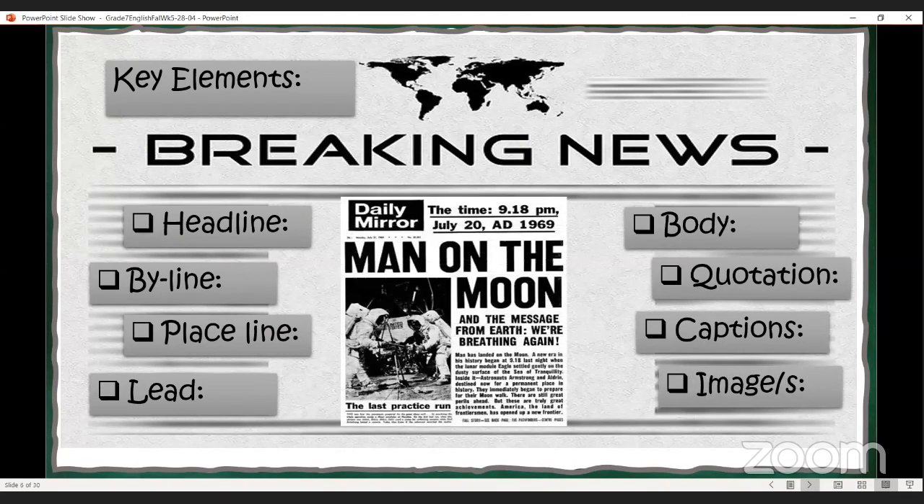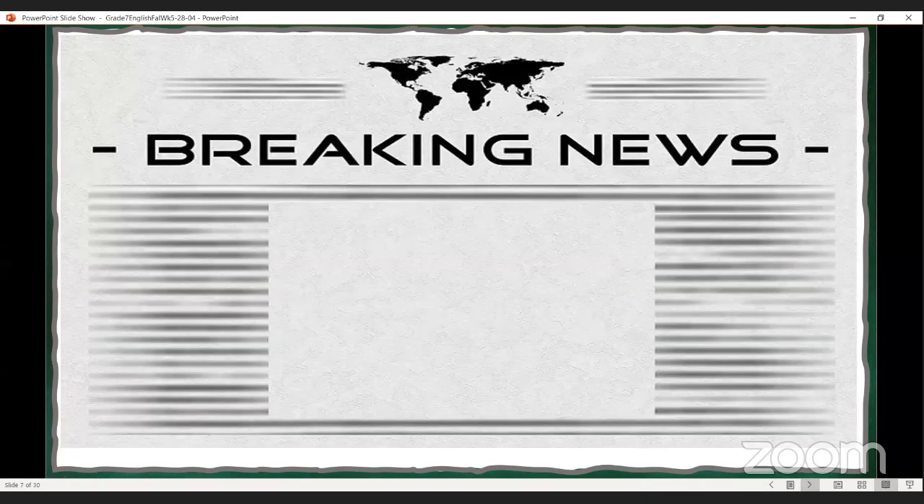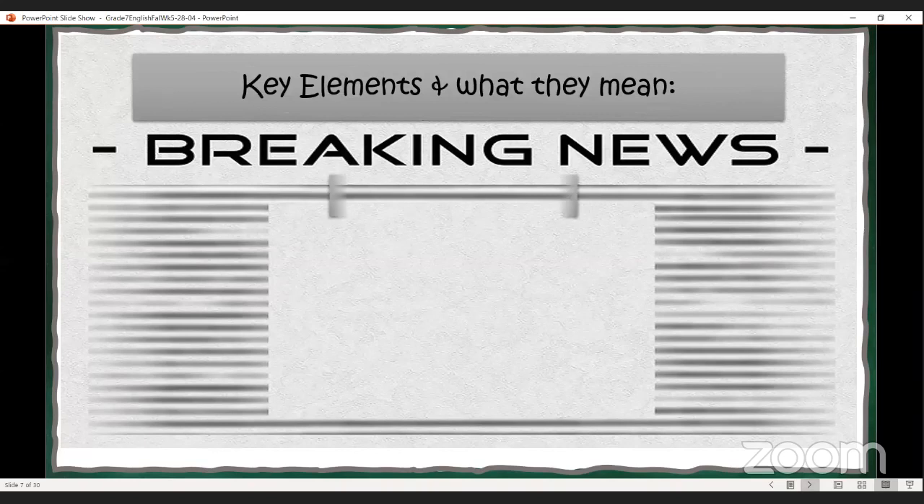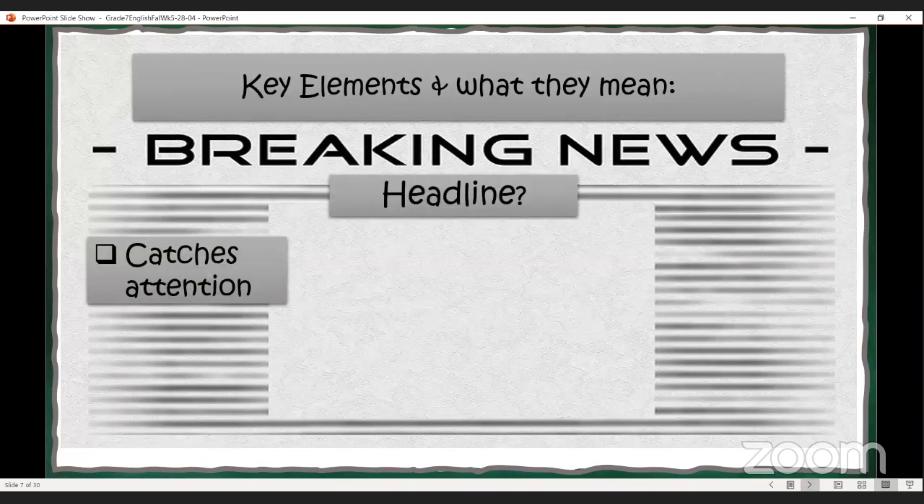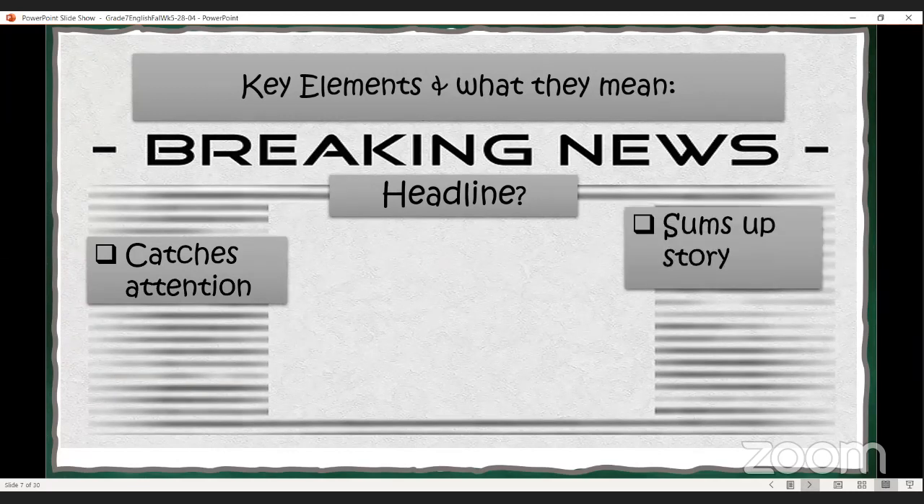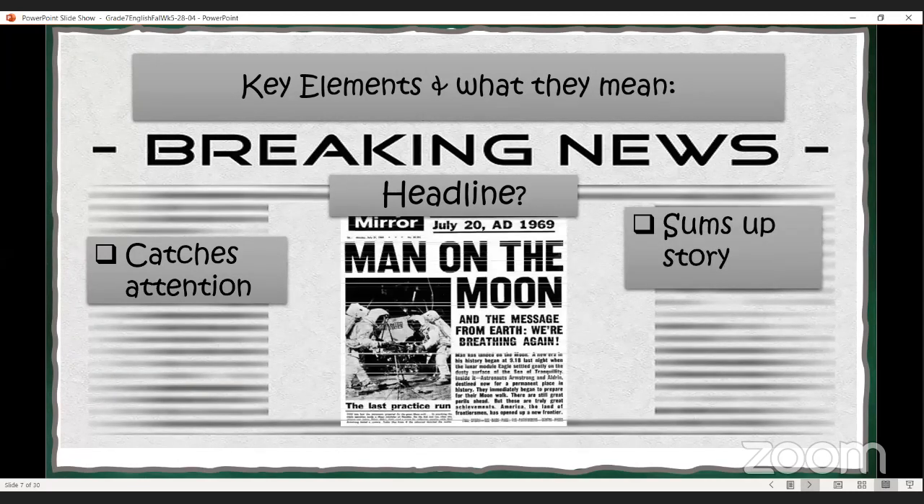There in front of you, you see an example of a newspaper. Now, let's look at each key element. Let's look at the headline. What does the headline do? It catches attention. It sums up the story. There you go. Where's the headline on this interesting article?